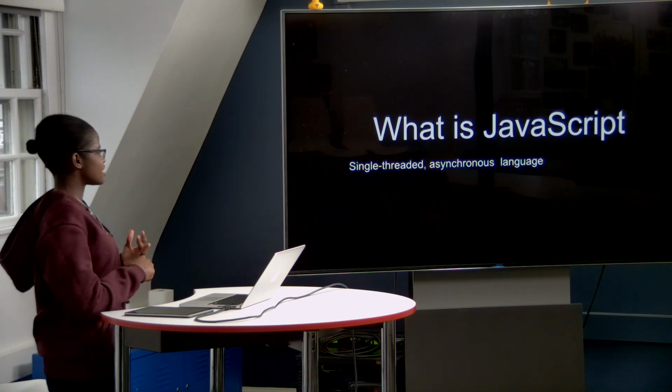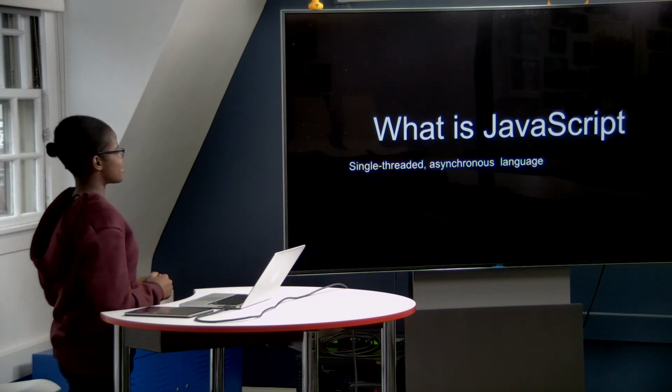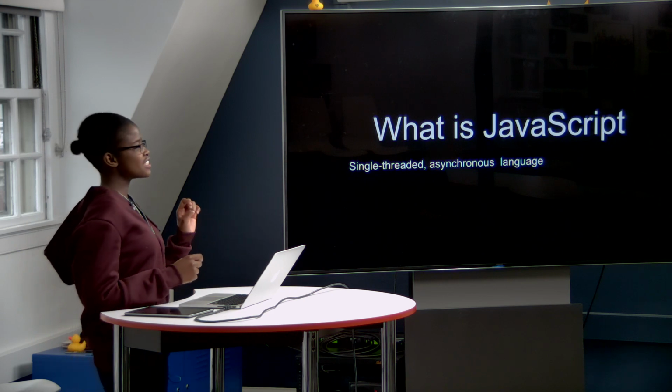Finally, I want us to look at single-threaded asynchronous. When I asked the question, what is JavaScript, I mentioned single-threaded asynchronous language, and like I said, I didn't go into detail then. We'd come to it, and now we have come to it. So now the question is, what does it mean when someone says JavaScript is single-threaded? What does it mean when someone says JavaScript is an asynchronous language?